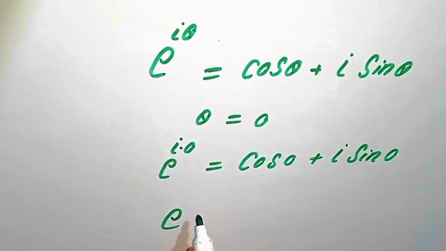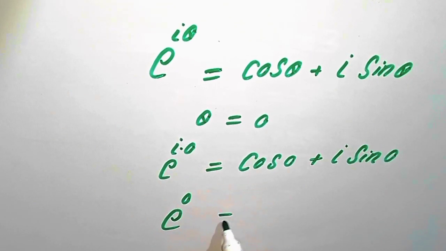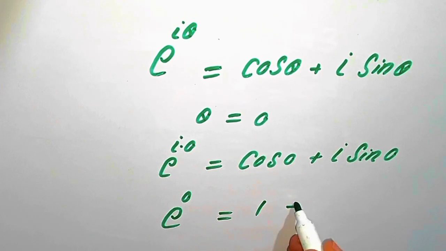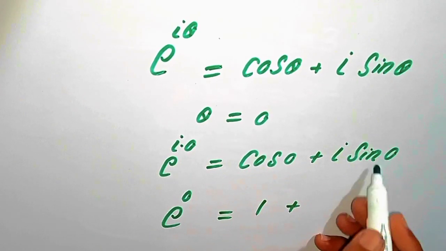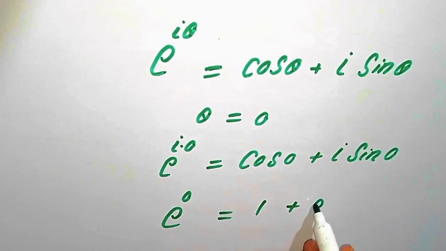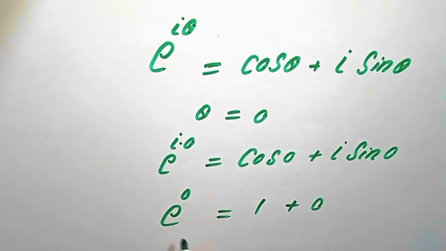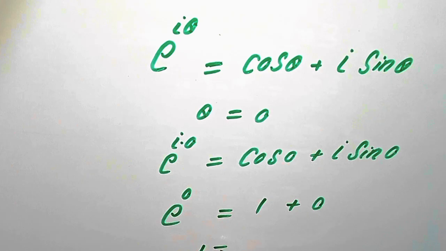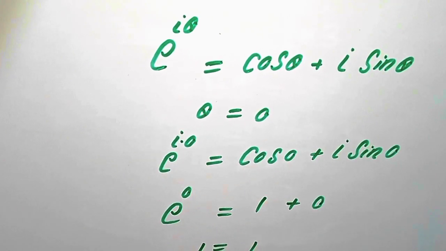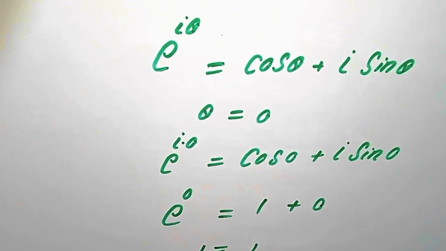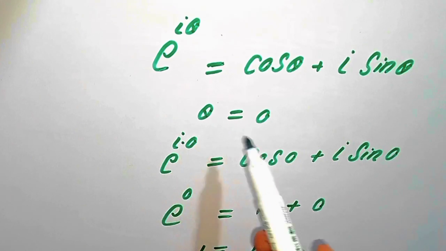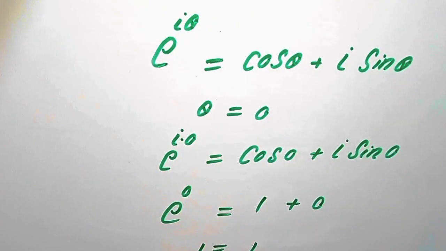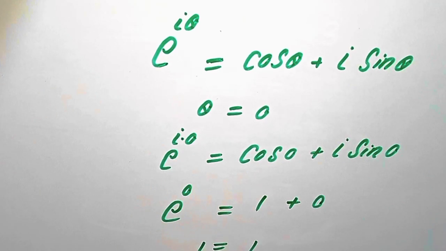So e power 0 on the left side, and here cos of 0 is equal to 1 plus, and sine 0 is 0, so 0 multiplied by iota is 0. Now we know that any number to the power 0 is equal to 1, so 1 is equal to 1, so the condition is satisfied. Now we replace theta is equal to 1, theta is equal to 2. When we replace that, this condition also holds.